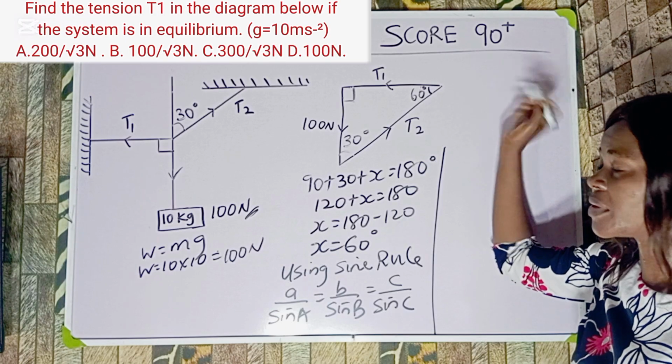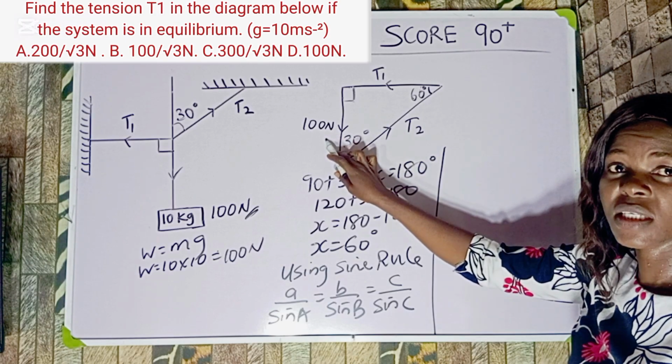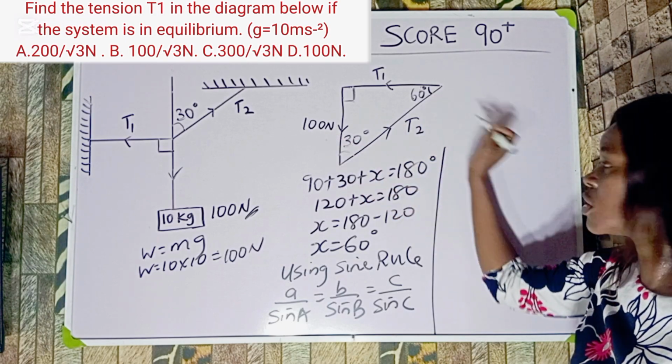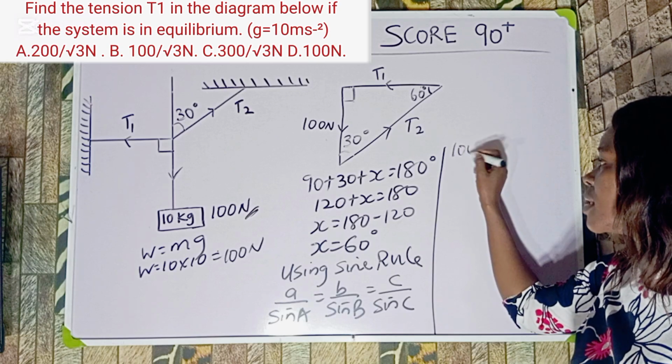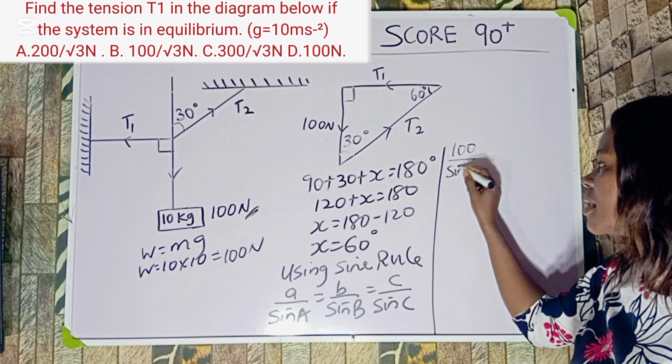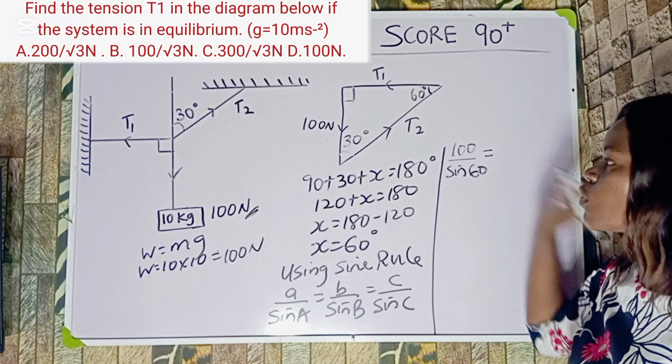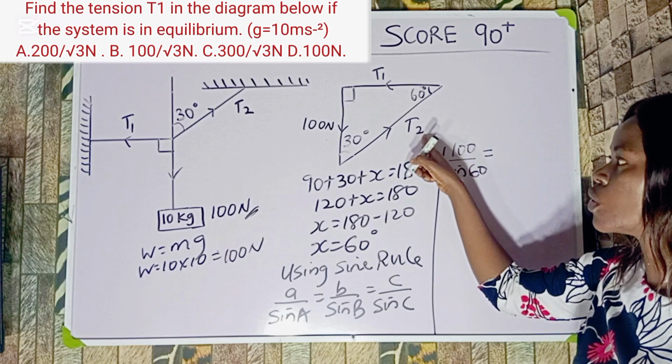Now we can decide to start with any one. This is 100 Newton. The angle facing it is 60. So this becomes 100 over sine 60, right? Then it is equal to, we have T2. Okay, let's go with T1.